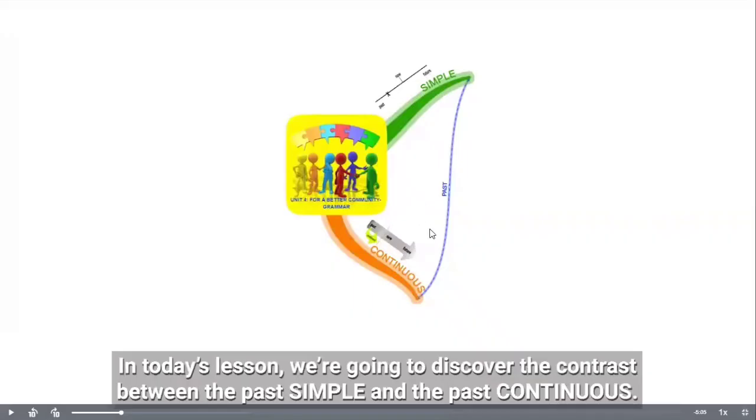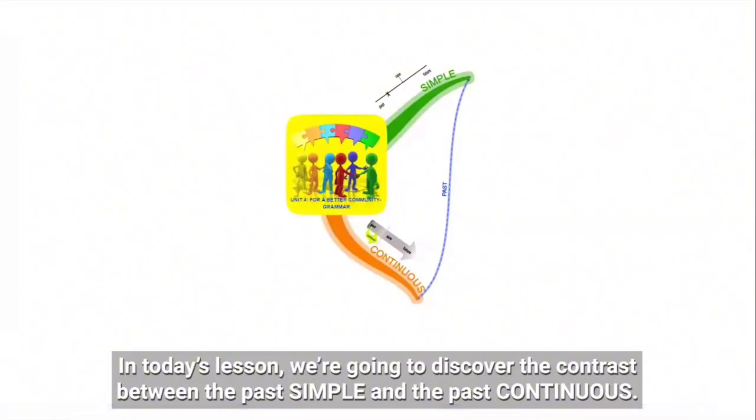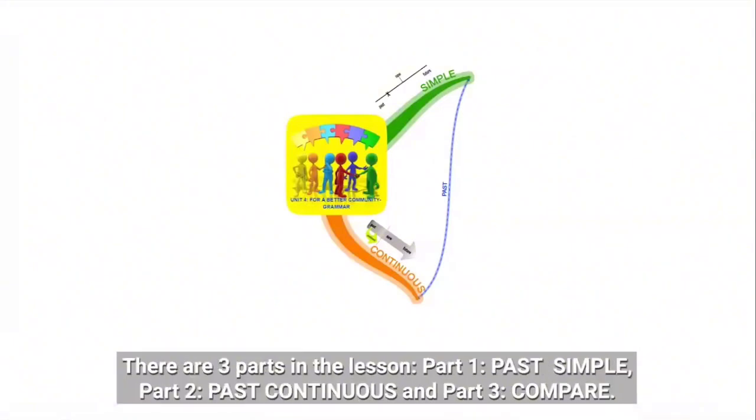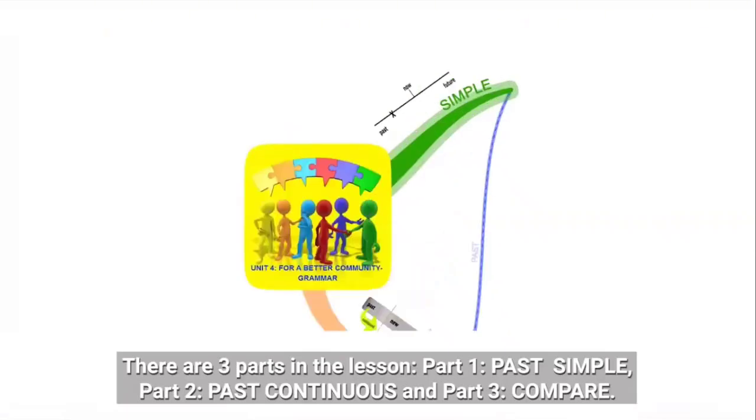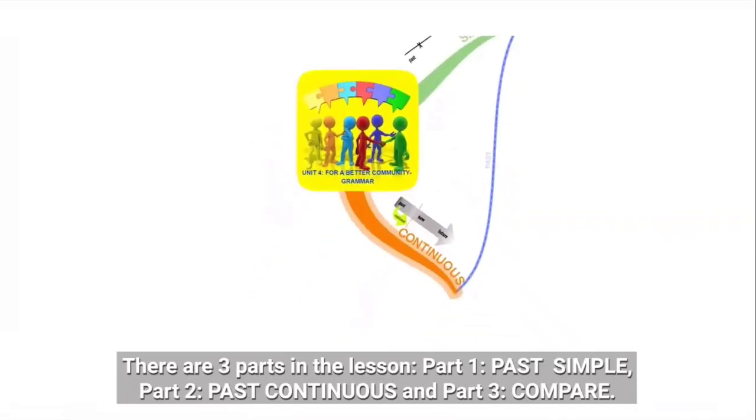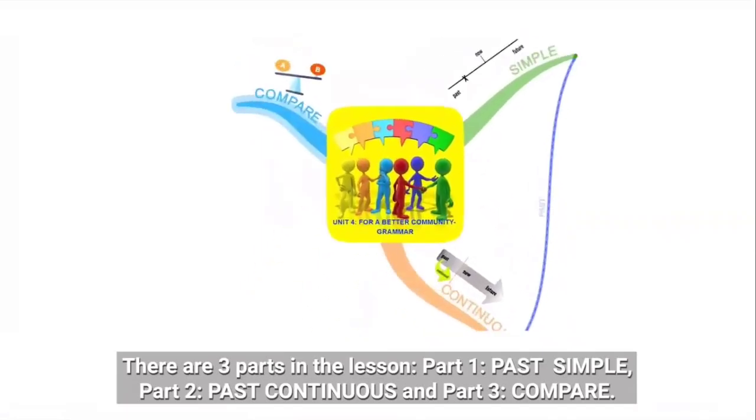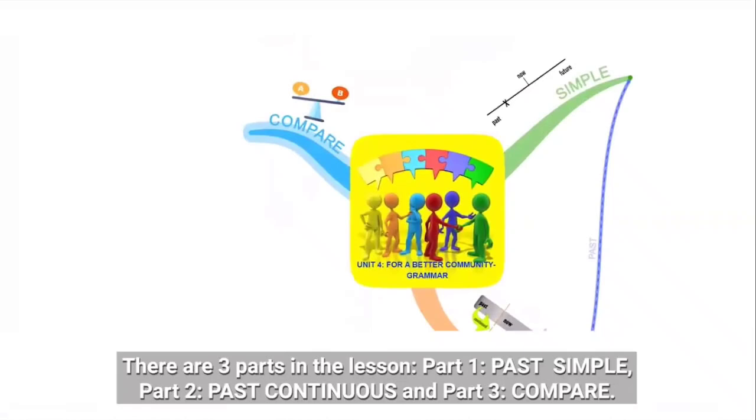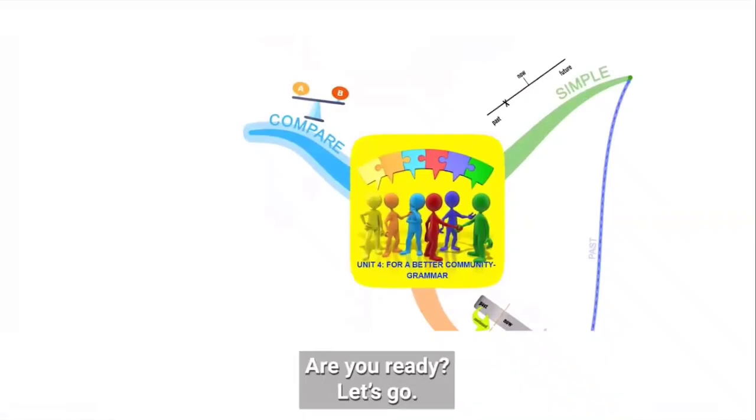Today, I will present the past grammar of Unit 4 for a better community. Okay, let's go. In today's lesson, we are going to discover the contrast between the past simple and the past continuous. There are three parts in the lesson: part 1, past simple; part 2, past continuous; and part 3, compare. Are you ready? Let's go.